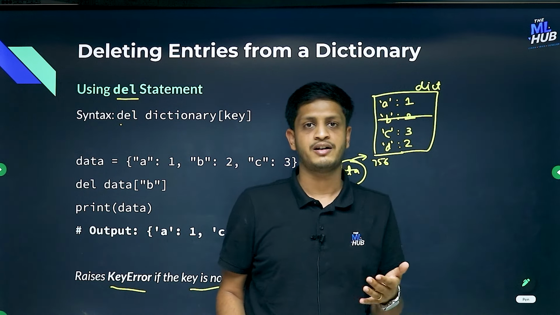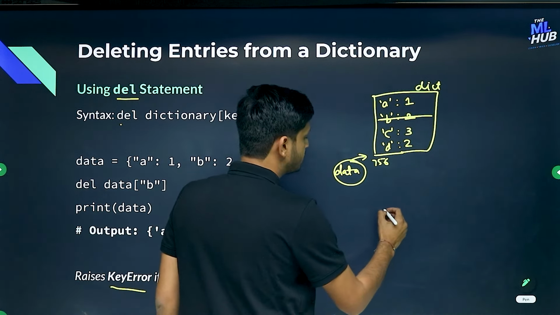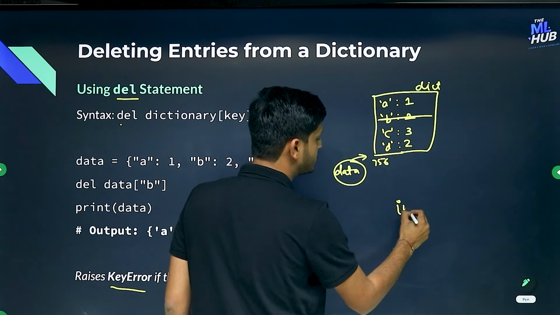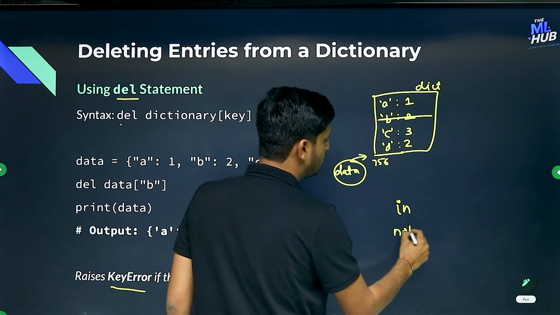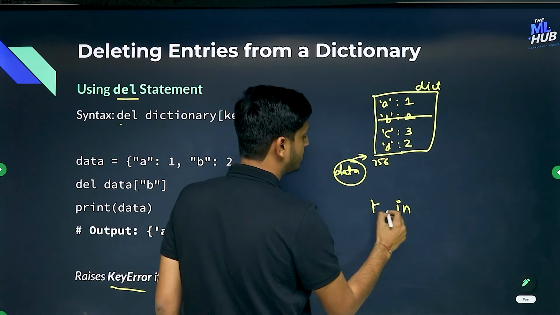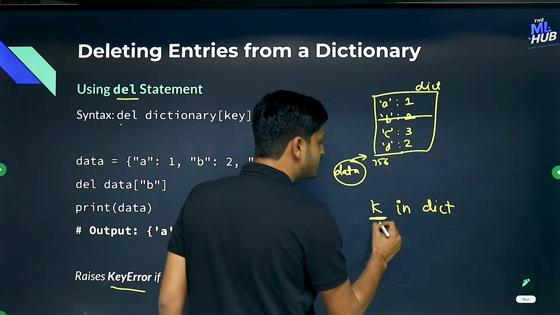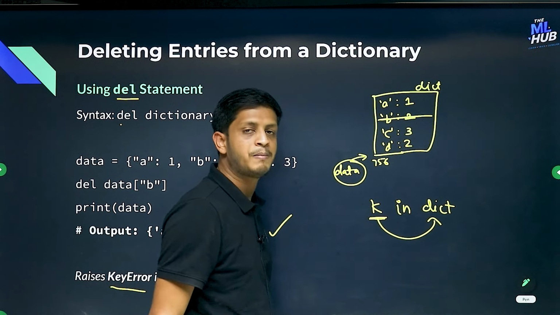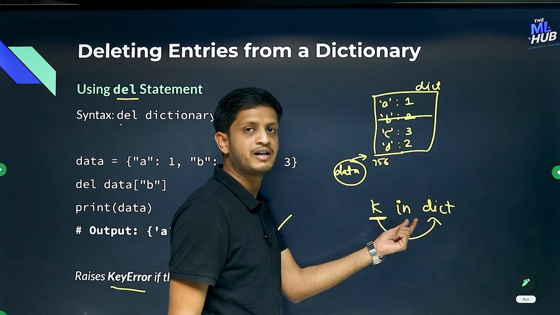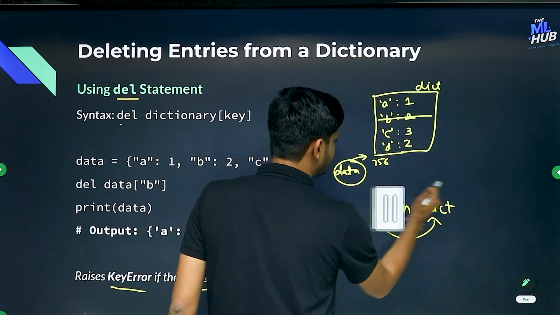So how do I check if a key is present in a dictionary or not? You can use the membership operator. For a dictionary, the membership operator, which means in and not in, will only check the key. If I just say k in dict, it will check whether this particular key is present in the dictionary or not. By default, it will only check for the key, not the key value pair.